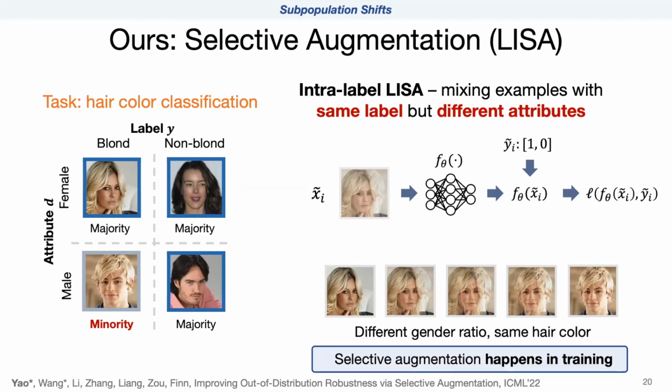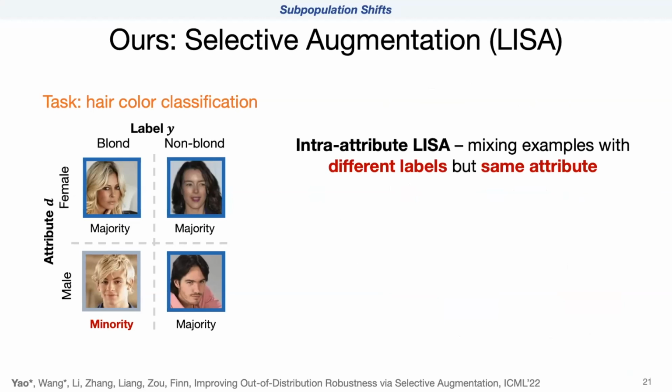We would also like to mention that such a selective augmentation process only happens in training. The intra-label LISA works pretty well in a lot of applications. And we also found another variant.